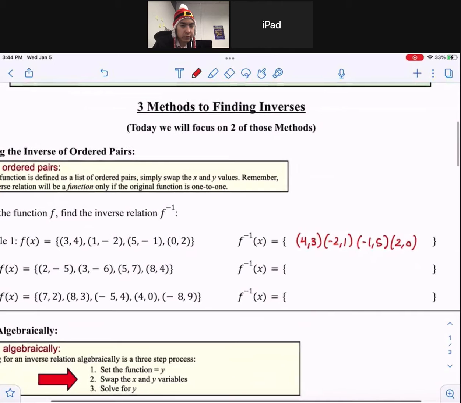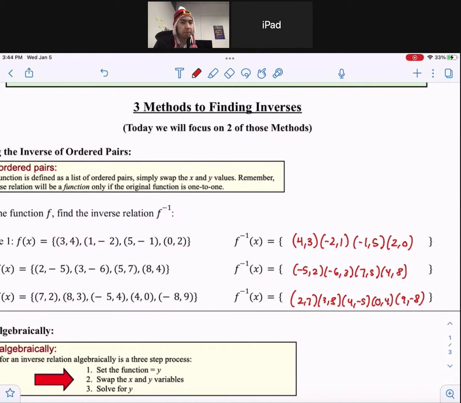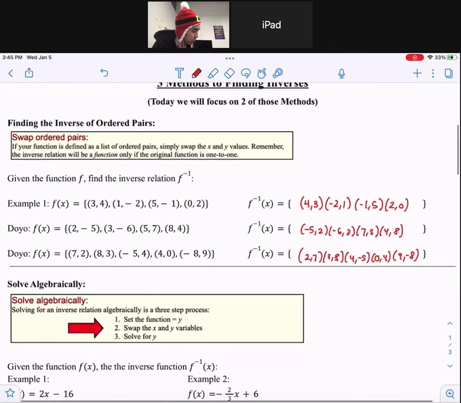So you can certainly do that for the other ones, you guys: (-5, 2), (-6, 3), (7, 5), and (4, 8). And for the other one: (2, 7), (3, 8), (4, -5), (0, 4), and (9, -8). So again, that's something unique about inverse functions. All of the x and y coordinates of the original get switched. Okay, so method 1, done.